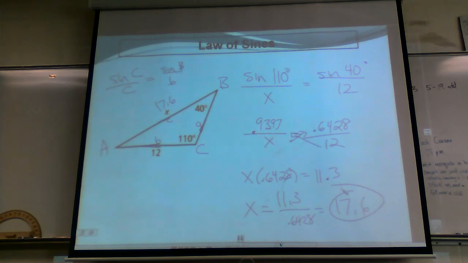It's a little bit less work than cosine, or at least it looks like less work, stepwise, because you're just doing a quick multiplication and maybe a division. Okay?